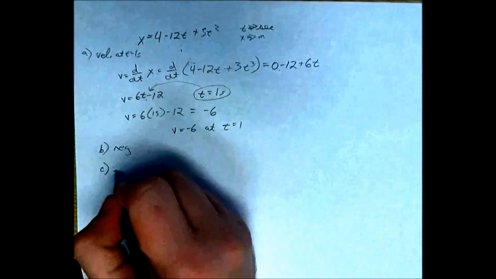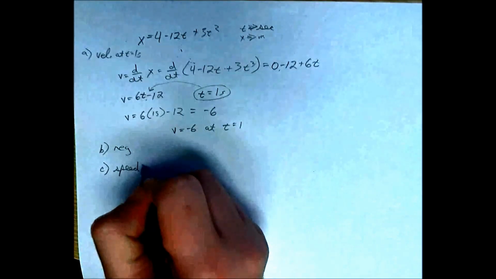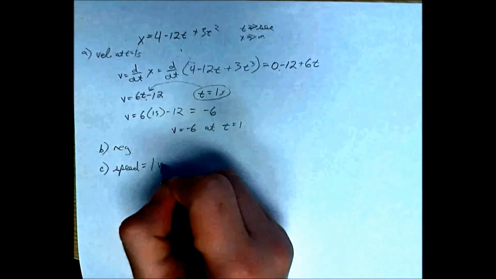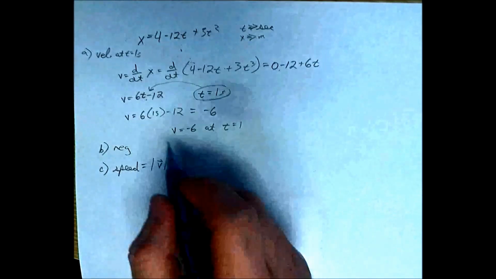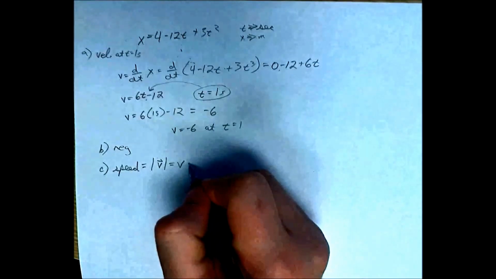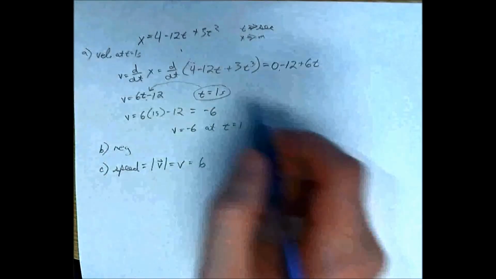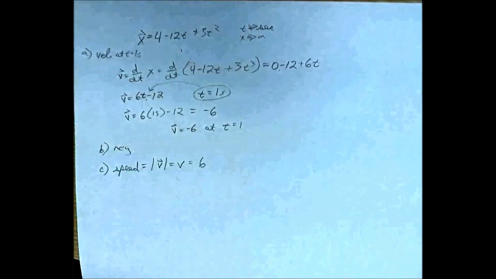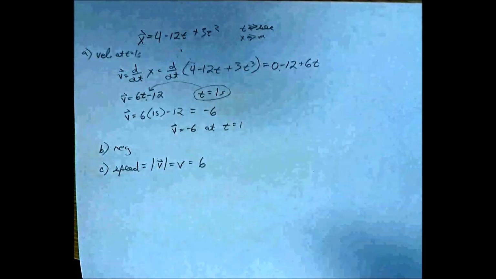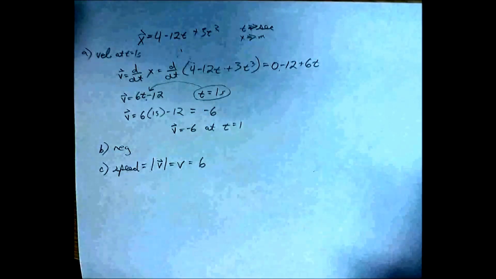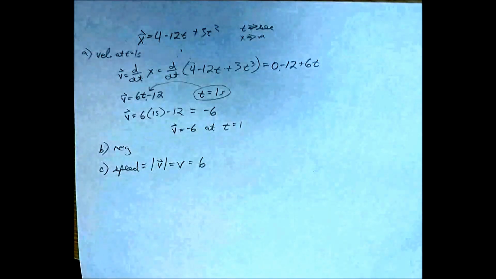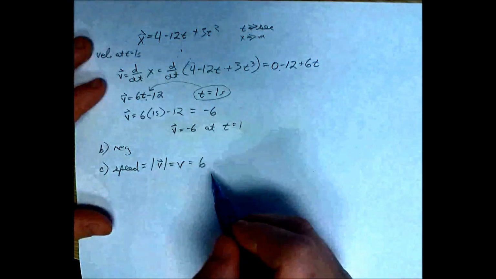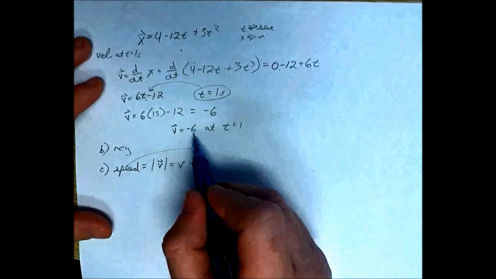Part C says, what is the speed just then? Well, the speed equals the magnitude of the vector velocity, or just v, so that's going to equal 6. And yes, I should put vector bars here. x is a vector too. So this makes sense because the particle is moving in the negative direction, but is moving at 6 meters per second in the negative direction. So speed equals 6, velocity equals negative 6.